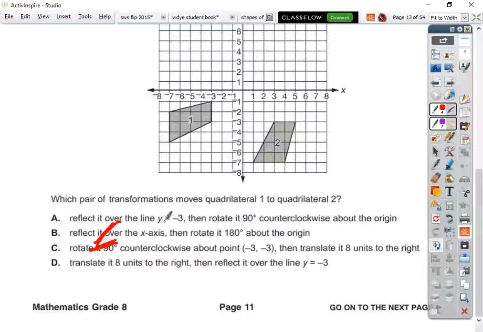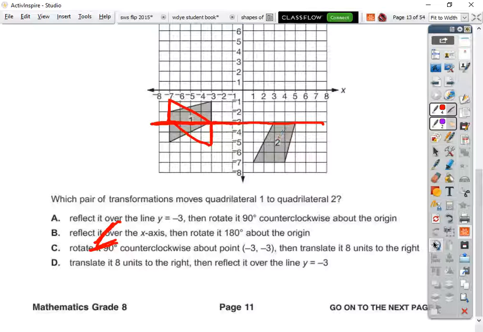Reflect it over the line y equals -3. So y equals -3 is going to be this line right here. If I reflect it over that line, I'll end up with a shape that comes down here and up here, and it'll look something like this. And then it says rotate it 90 degrees. Oh, if I rotate it 90 degrees counterclockwise, that would swing it up here. That actually might be the one.